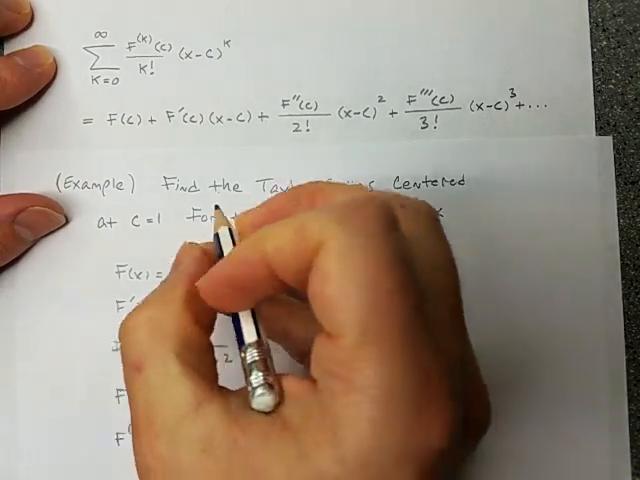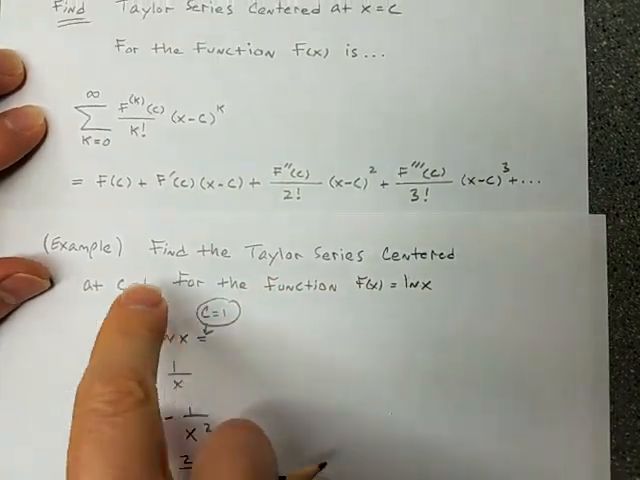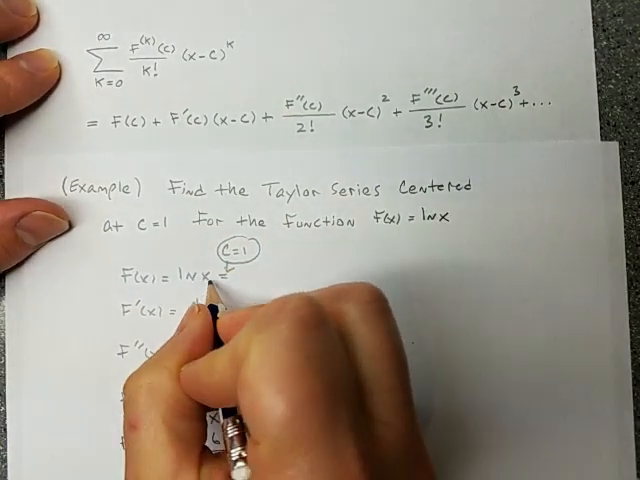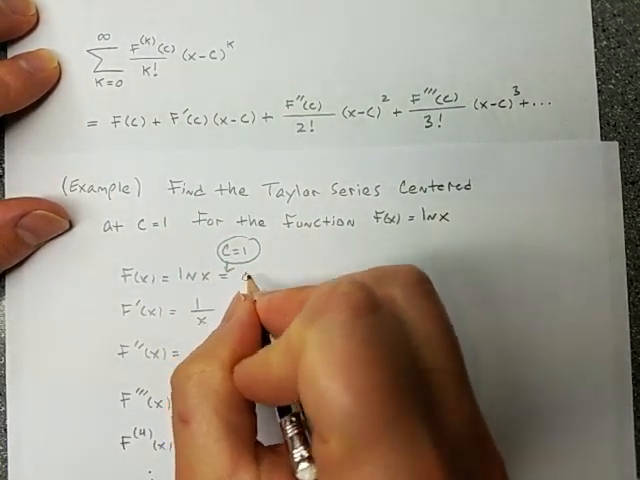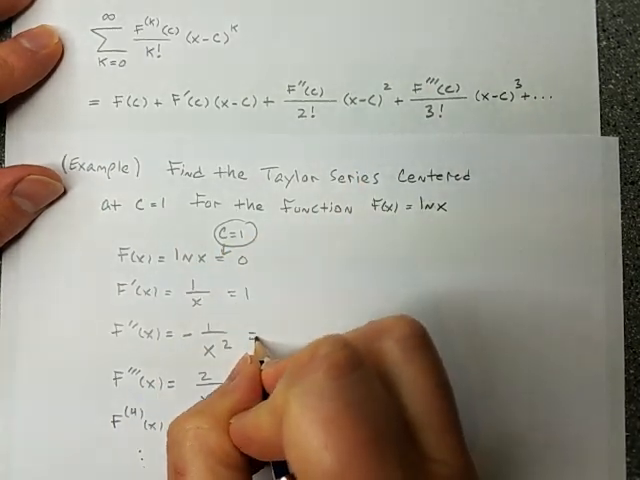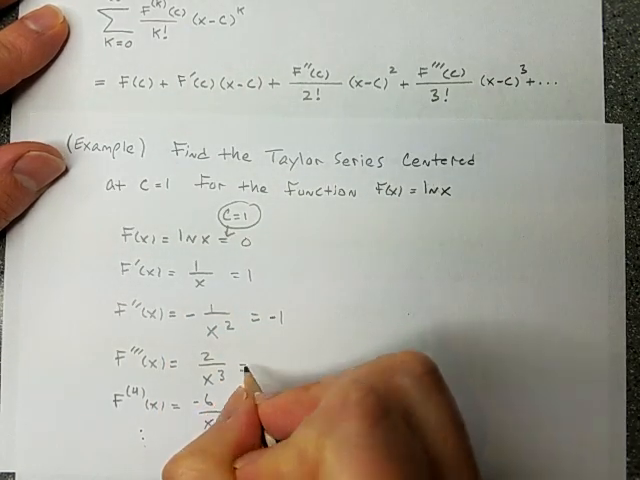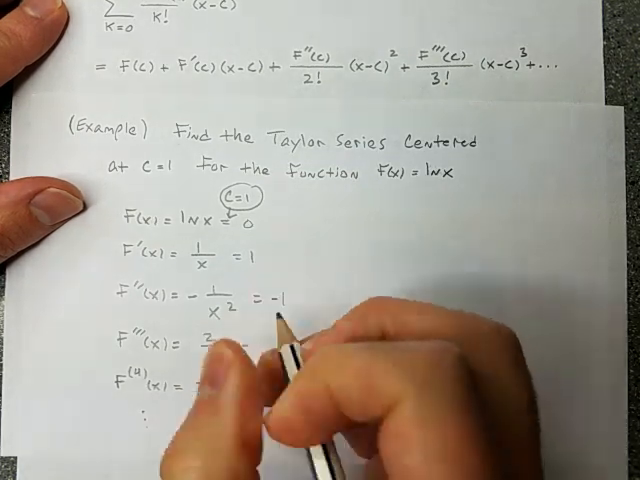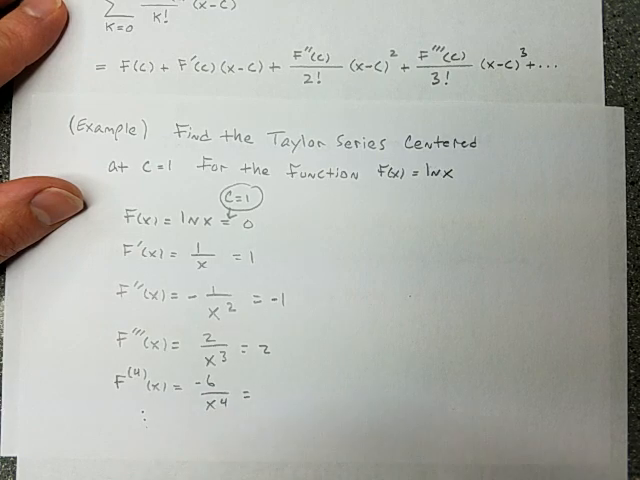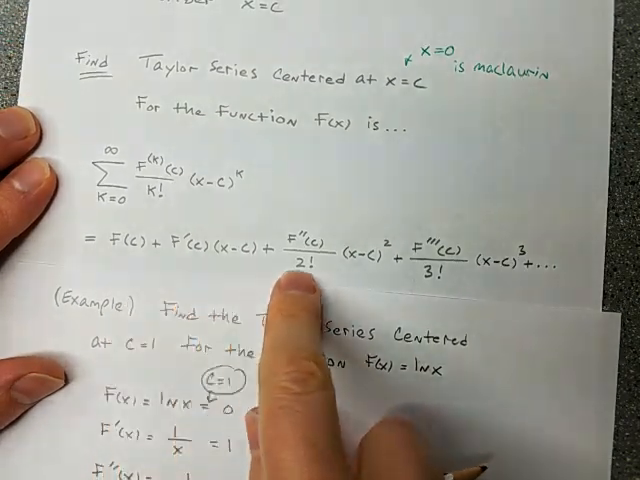Now, let's put in c is equal to 1 into all these because that's how it goes in the formula. C is 1 in my case. Natural log of 1 is 0. 1 over 1 is 1. Negative 1 over 1 squared is negative 1. 2 over 1 to the third power is 2. And negative 6 over 1 to the fourth power is negative 6. So I think that that's probably enough. Let's write this down now.